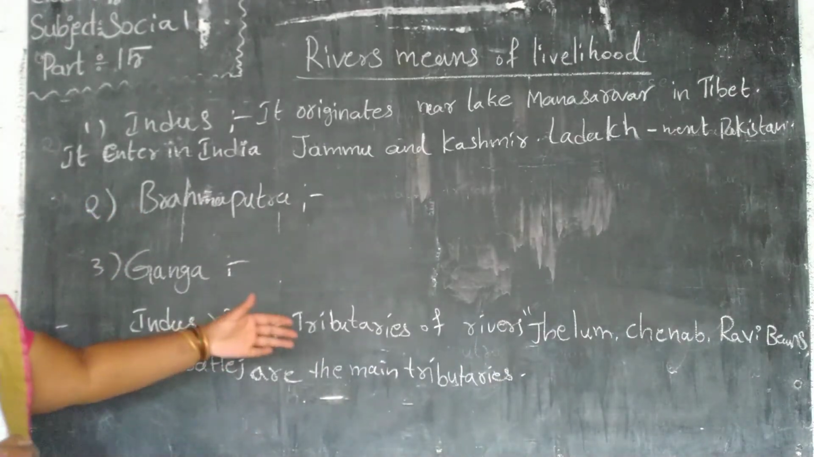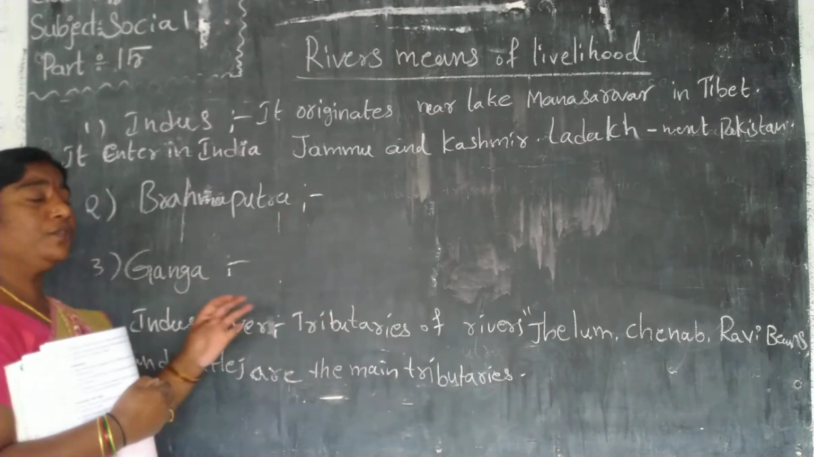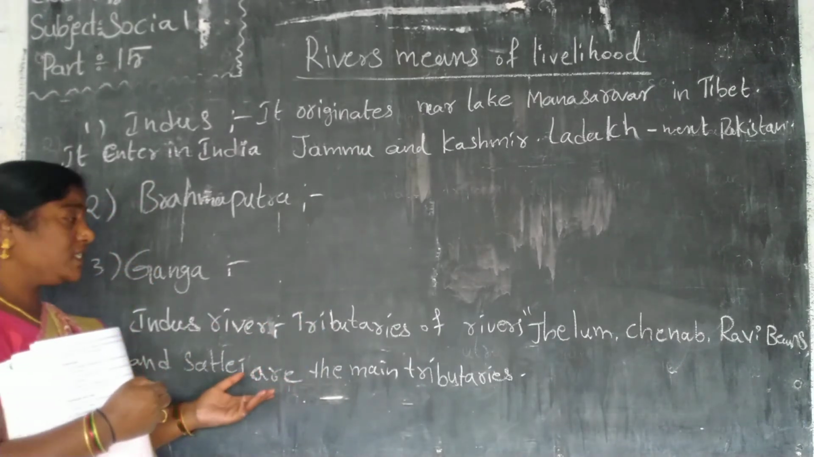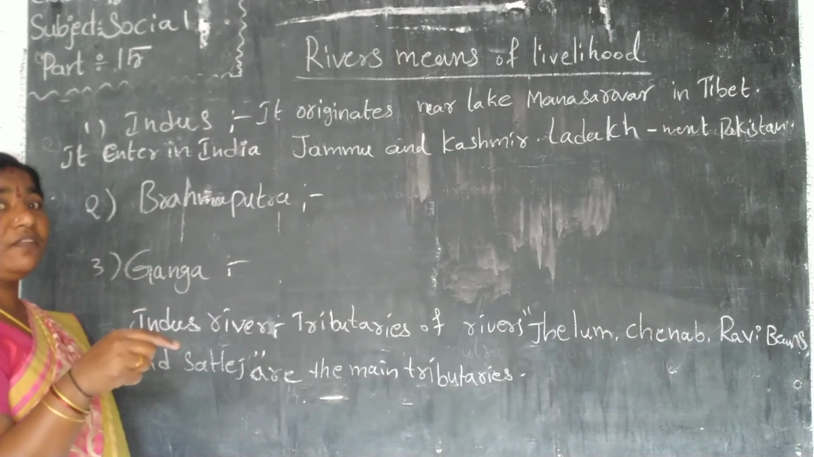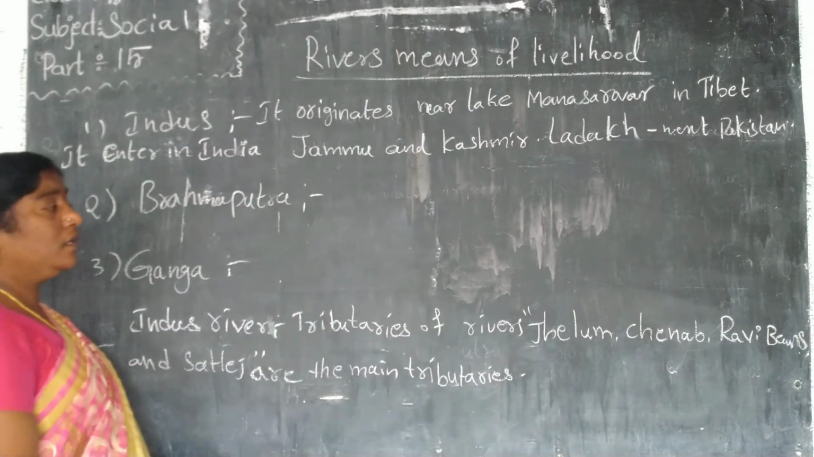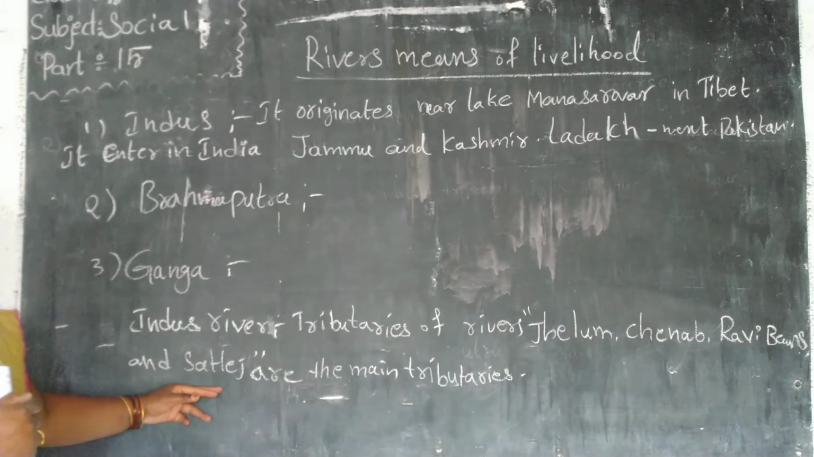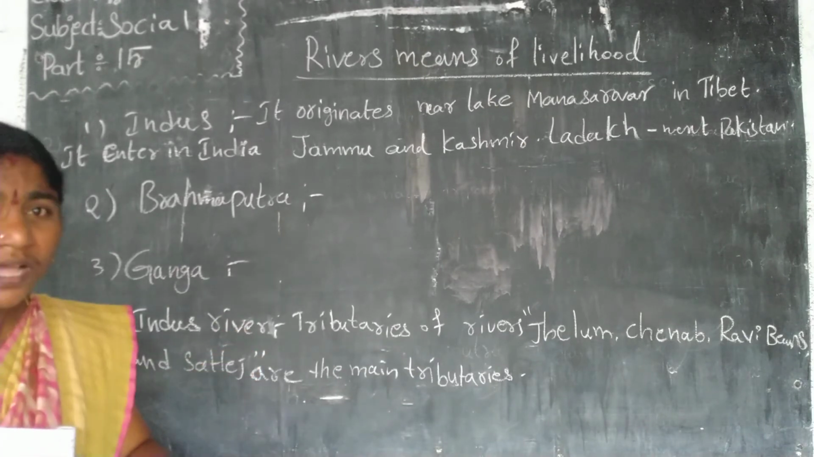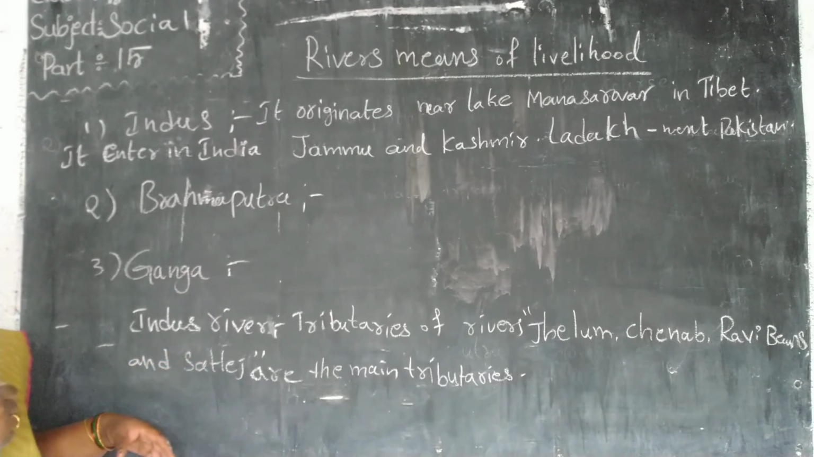Why can we call them tributaries? Because the main river is the Indus River, and so many rivers are joining the main river. Afterwards, they go and join the Arabian Sea. Which rivers are joining the main river? What is the main river here? The Indus River. Which small rivers are joining? Jhelum, Chenab, Ravi, Beas and Satluj. These rivers join the main river. Afterwards, all of them go and join the sea. Which ocean do they join? The Arabian Sea.